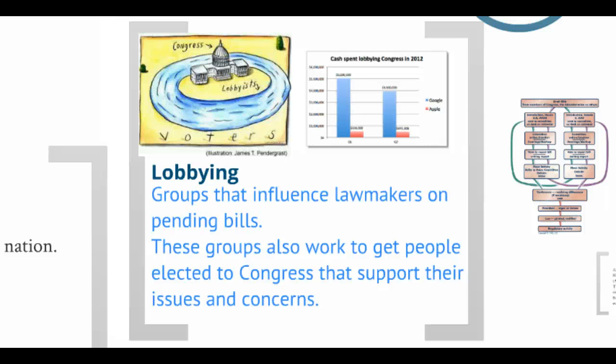And there are many, many different interest groups, from business-related interest groups to non-business related interest groups, all different kinds of groups of people that get together and attempt to influence lawmakers to vote yay or nay on bills that are pending. Many of these groups will also attempt to work to get people elected to Congress, in this case, that would be favorably inclined to vote in ways on bills that are important to them or their group.